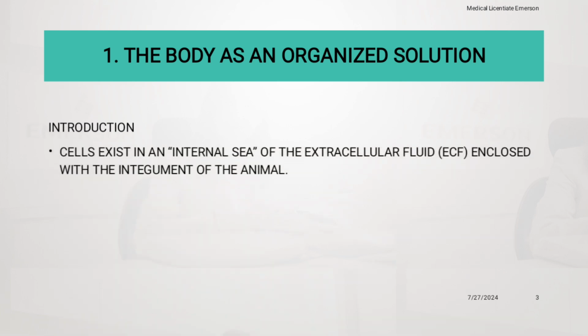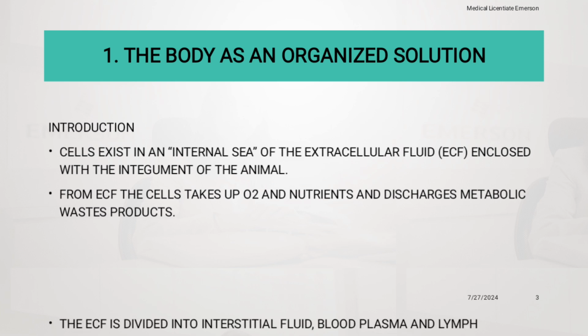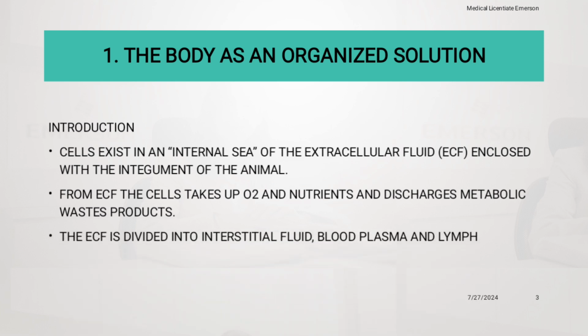Okay, so you know that cells exist in an internal sea of extracellular fluid enclosed within the integument of the animal. From the extracellular fluid, the cells take up O2, which is oxygen, and nutrients, and discharge metabolic waste products. Then the extracellular fluid is divided into interstitial fluid, plasma, which is blood plasma, and lymph.